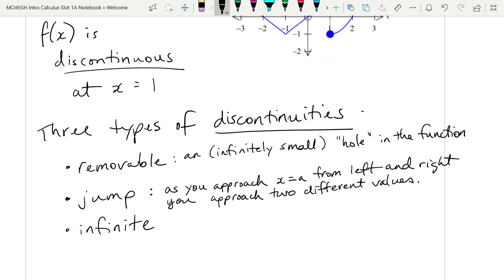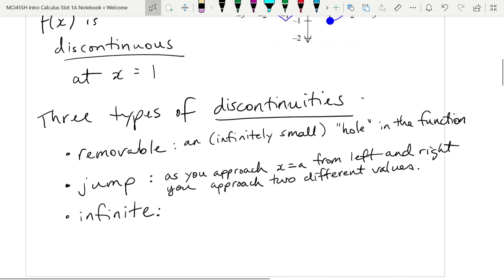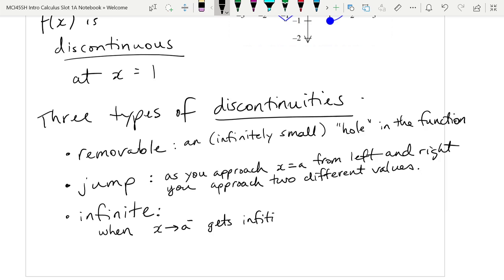Infinite, we're not going to talk about much right now. Infinite discontinuities are when x approaching a from the left gets infinitely far from x approaching a from the right. In other words, the closer you get to a from both directions, the further apart your y coordinates get.